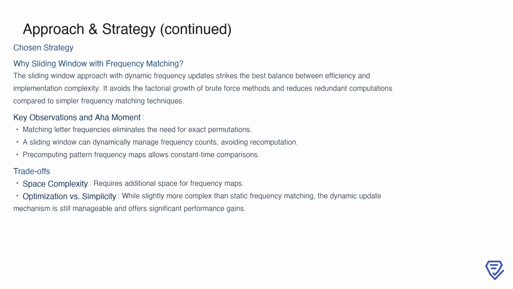By focusing on matching letter frequencies, we eliminate the need to generate exact permutations, which is computationally prohibitive. The dynamic sliding window efficiently adjusts frequency counts as it moves through the string, avoiding redundant recomputation. Pre-computing frequency maps for the patterns ensures that comparisons can be done in constant time, further boosting performance. These optimizations make the approach both elegant and scalable.